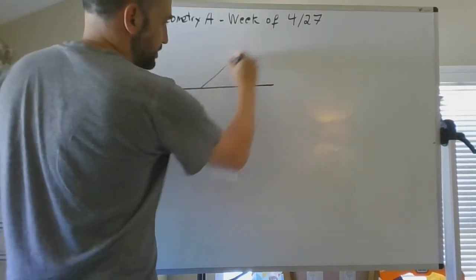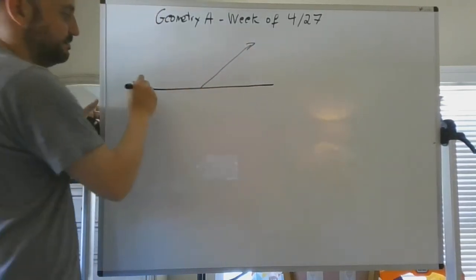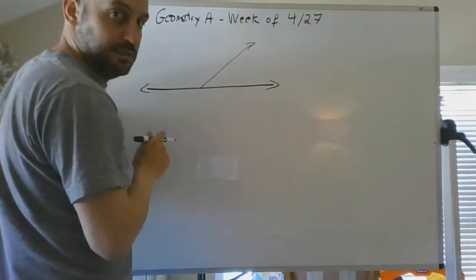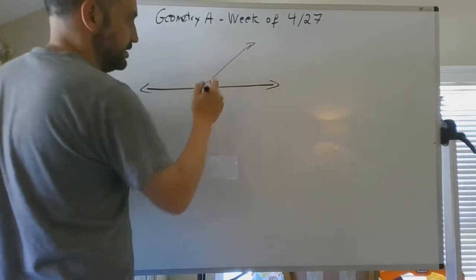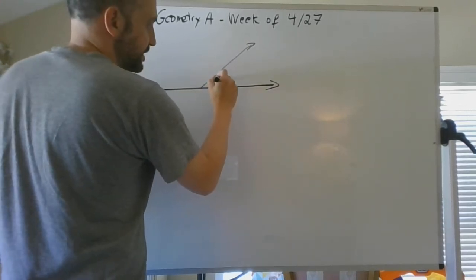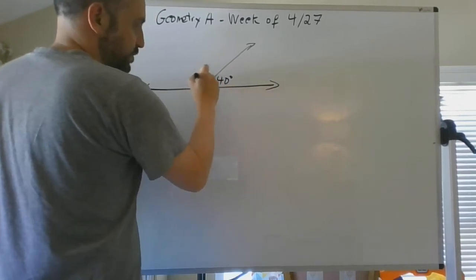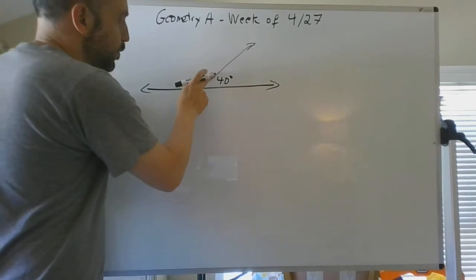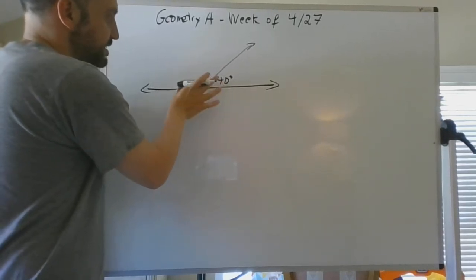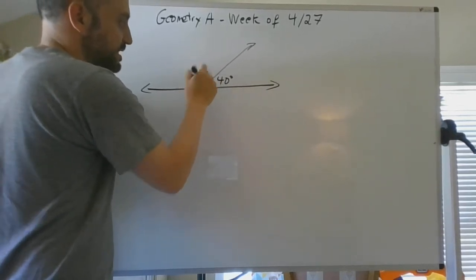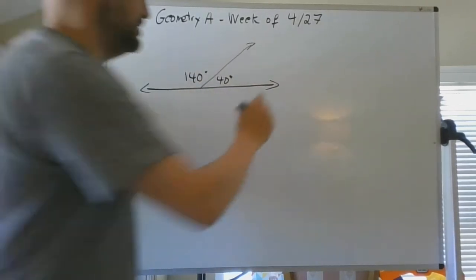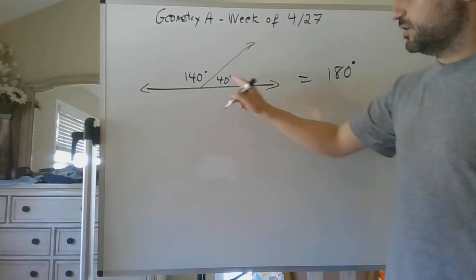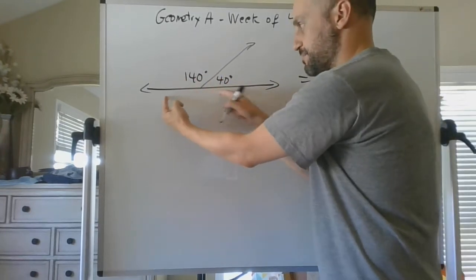Now, if I divide this line into two angles, for example, I have an acute angle here, a smaller angle, smaller than 90 degrees. And let's say, for example, this is 40 degrees. And we have an obtuse angle here. That obtuse angle has to be 140. And the reason it's 140 is because those two angles have to add up. And that is called a linear pair because it's a pair of angles that make a line.